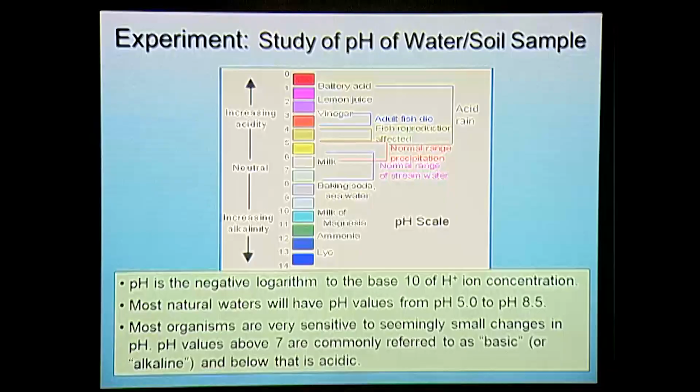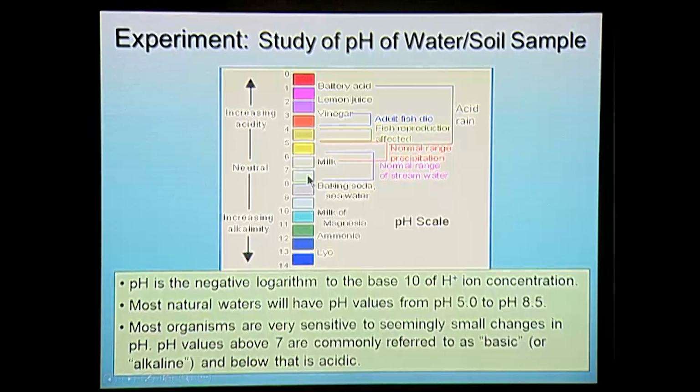pH is the negative logarithm to the base 10 of hydrogen ion concentration. Most natural waters have pH between 5 and 8.5, which can sustain microorganisms and the biotic community. Water has a pH of 7, which is neutral. So over here we have a scale showing 7 as neutral pH, below 7 it is acidic, and above 7 it is basic.